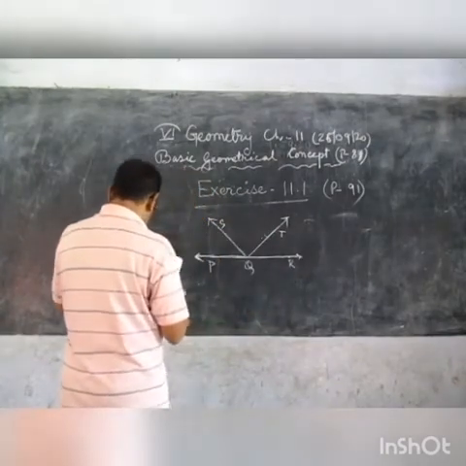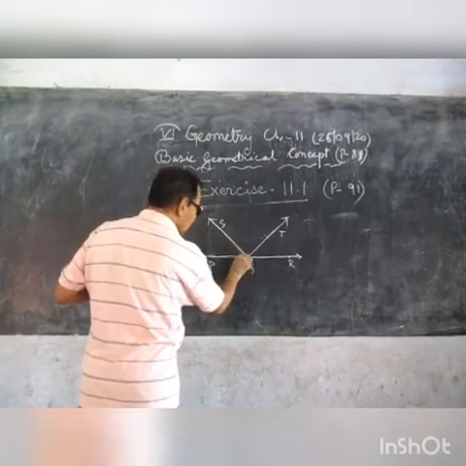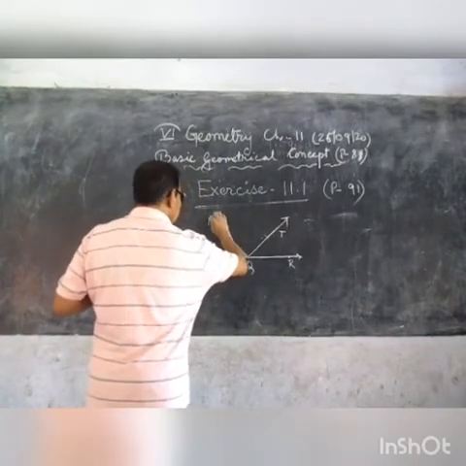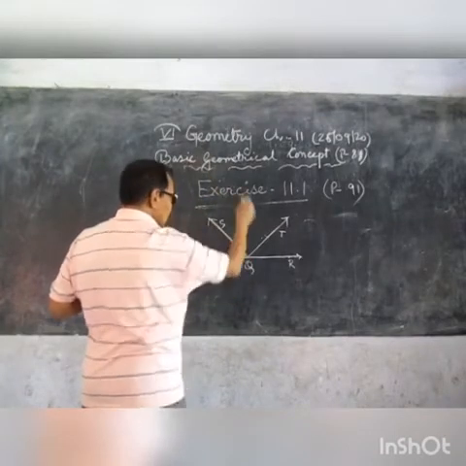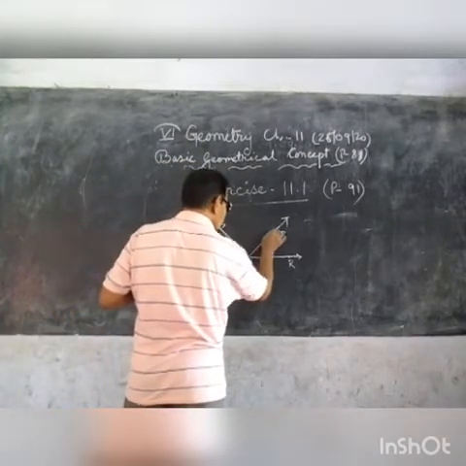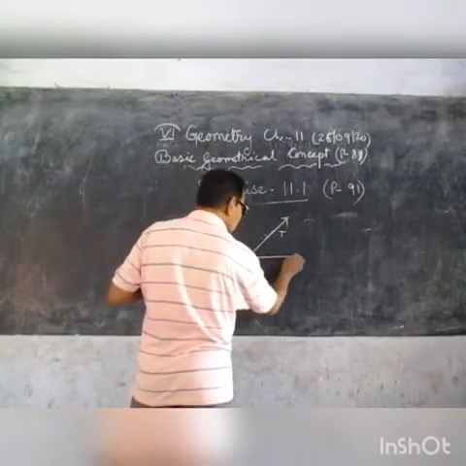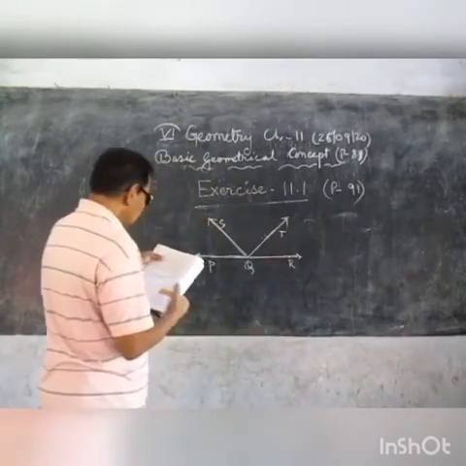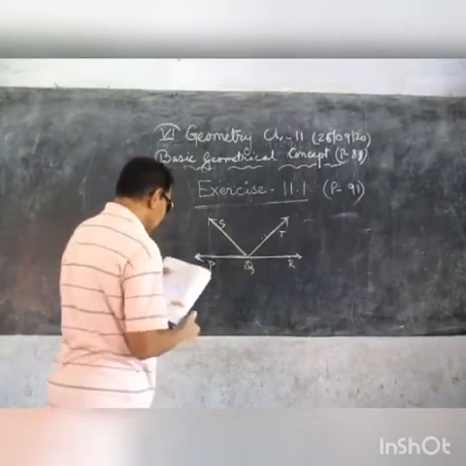It is a line. Then four rays. It is one ray. It has one endpoint. You can extend this endlessly. This is also a ray. It has an endpoint. This is a ray. This is a ray. Then four rays: 1, 2, 3, 4. Four rays are there.